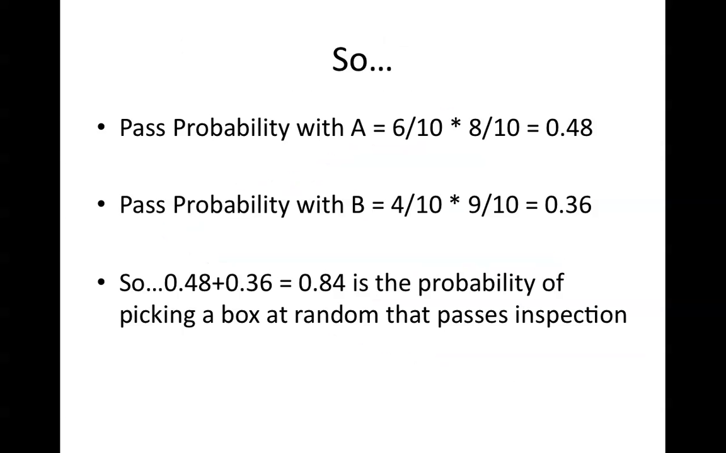So as you can see, moving on, the pass probability with A is 60%, or 6 over 10, times 8 over 10, which gives you a value of 0.48, and the pass probability with B is 4 over 10, or 40% of the boxes made, times 9 over 10, its pass rate, which gives you an answer of 0.36. So 0.48 plus 0.36 gives us an answer of 0.84, and that is the value of the probability of picking a box at random that passes inspection.